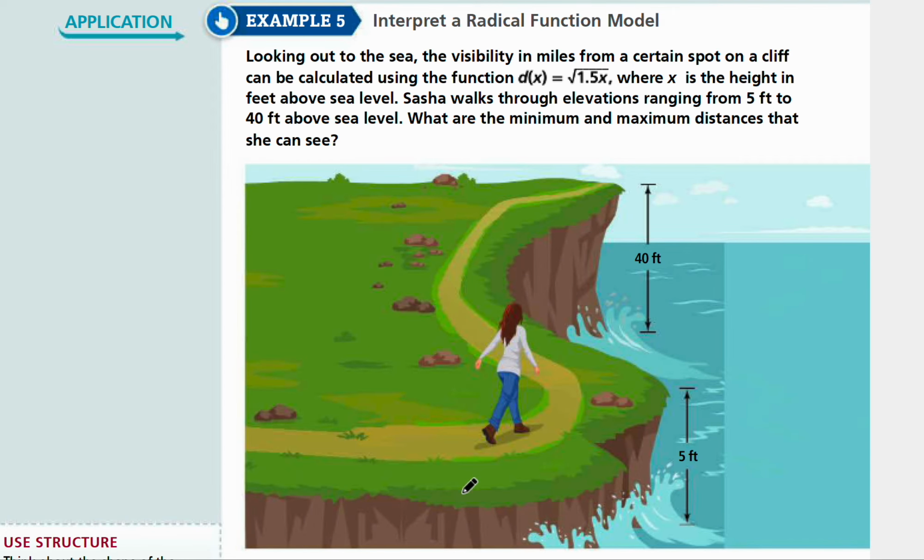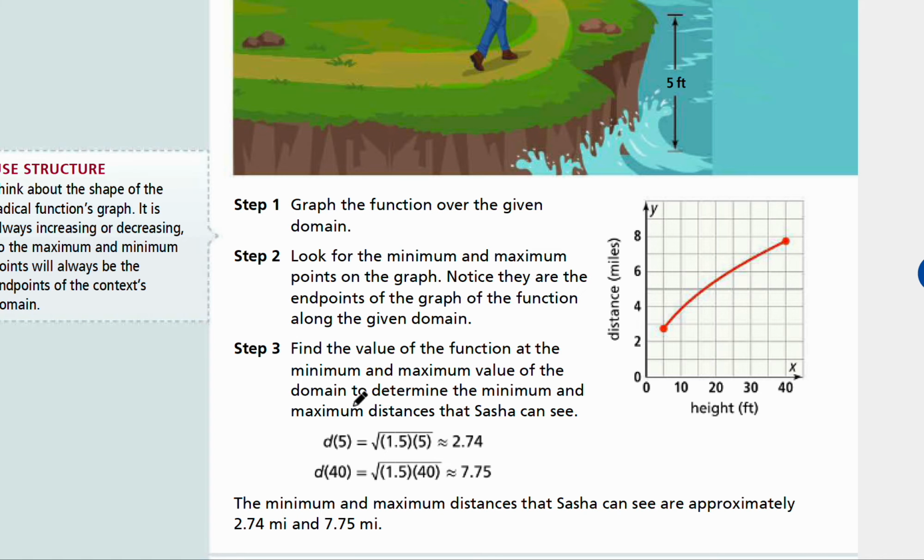So all the information that they provided us are very important. So using 5, you just plug it into the equation. Using 40, plug it into the equation and see what the values are for the function. And if you get the value for 5 feet, that's just going to be your minimum, and 40 feet would be the maximum, right? So d of 5 is about 2.74, and that's going to be our minimum. And d of 40 is about 7.75. That's going to be our maximum, right? So then the minimum and maximum distances, as you can see, are approximately 2.74 miles and 7.75 miles.